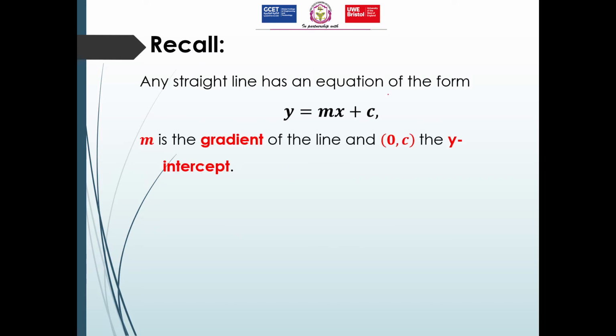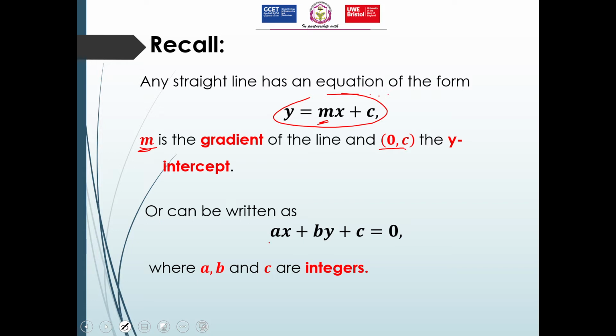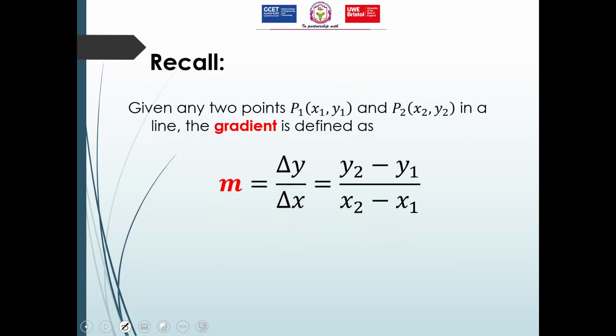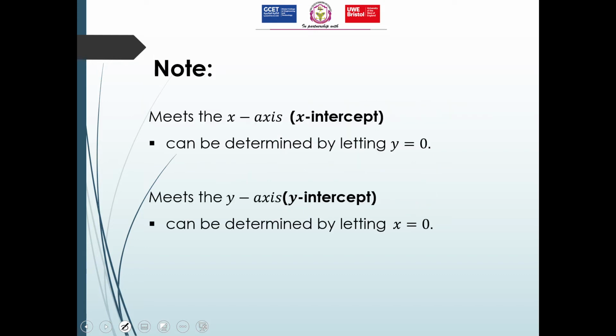So let's recall first. You can write the equation of a line as y equals mx plus c, where m is the gradient and c is the y-intercept. Or you can also write your equation of the line as ax plus by plus c equals 0, where a, b, and c should be integers. Let's also recall that to find the gradient, y2 minus y1 over x2 minus x1 if we have 2 points.